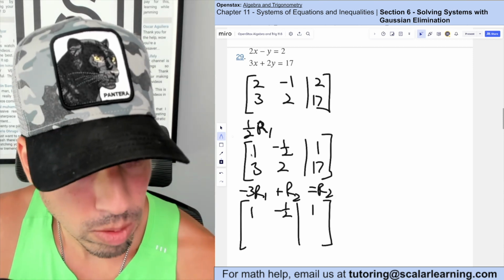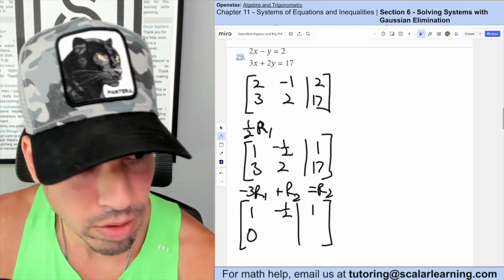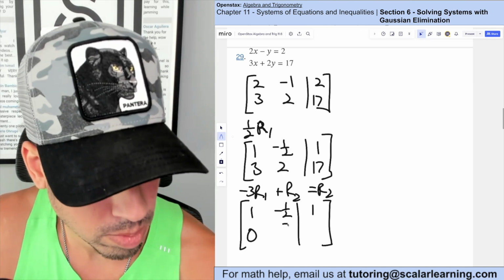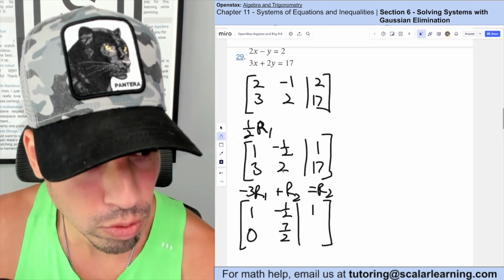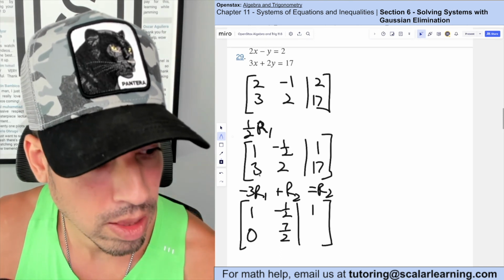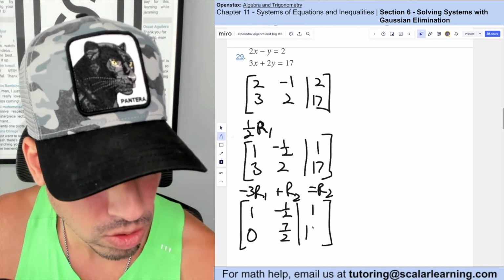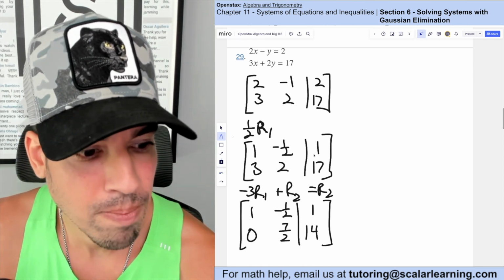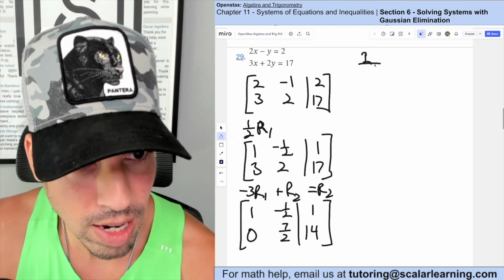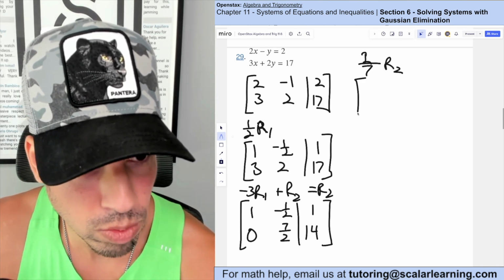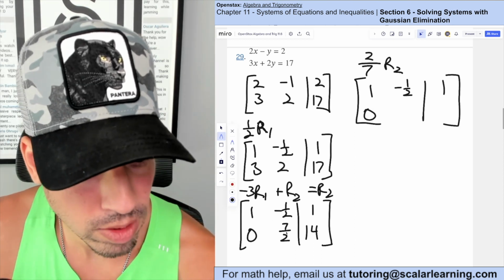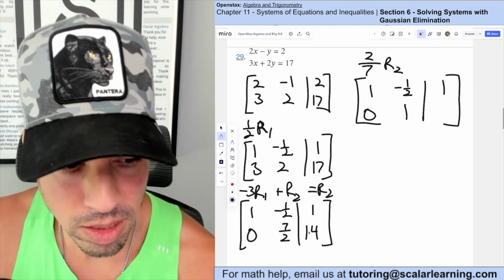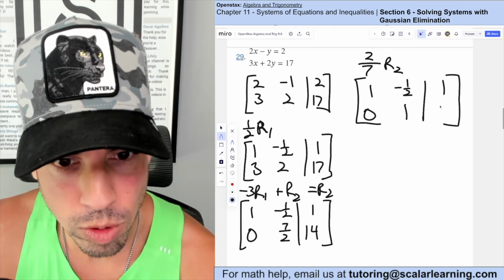Let's write it out. Negative 3 times 1 is negative 3, plus 3 is 0. Negative 3 times negative 1/2 is positive 3/2, plus 2 is going to be 7/2, right? Because 2 is 4 over 2, and 4 over 2 plus 3 over 2 is 7 over 2. And then negative 3 times 1 is negative 3, plus 17 is 14. Great. Next I'd love to flip that to a 1, and I'm going to do that by multiplying by the reciprocal of 7/2, which is 2/7, times row 2. Let's write that out. 2/7 times 0 is 0. 2/7 times 7/2 is 1. And then 2/7 times 14, you divide 14 by 7, which is 2, times that numerator of 2, which gives us 4. Great.